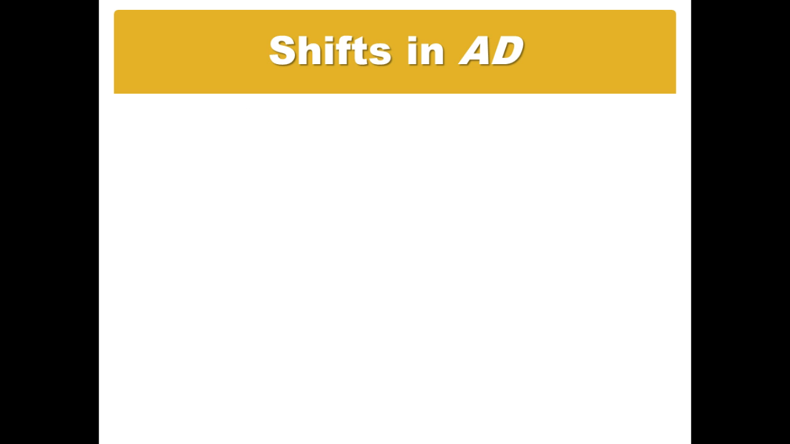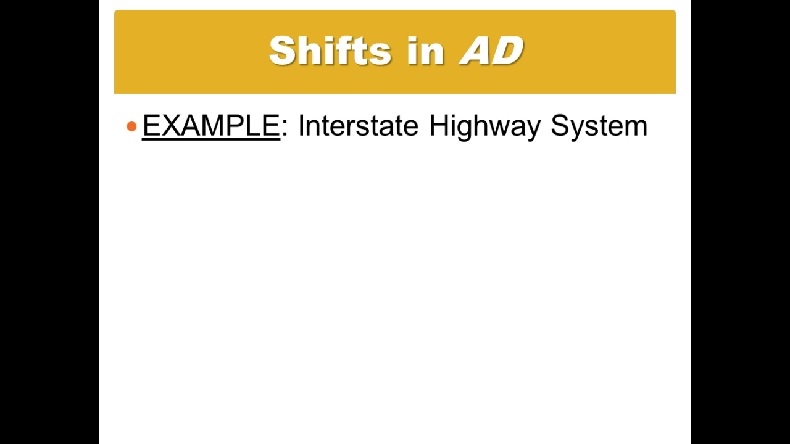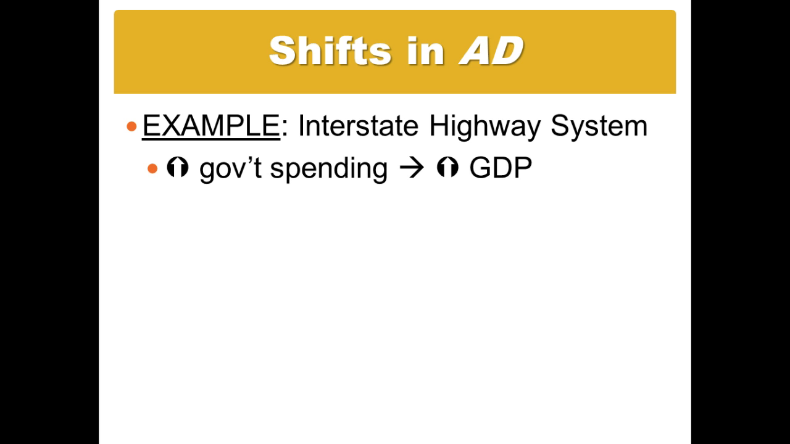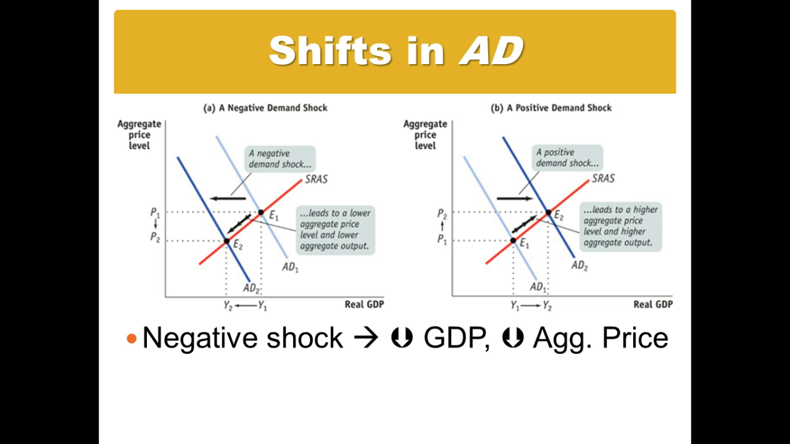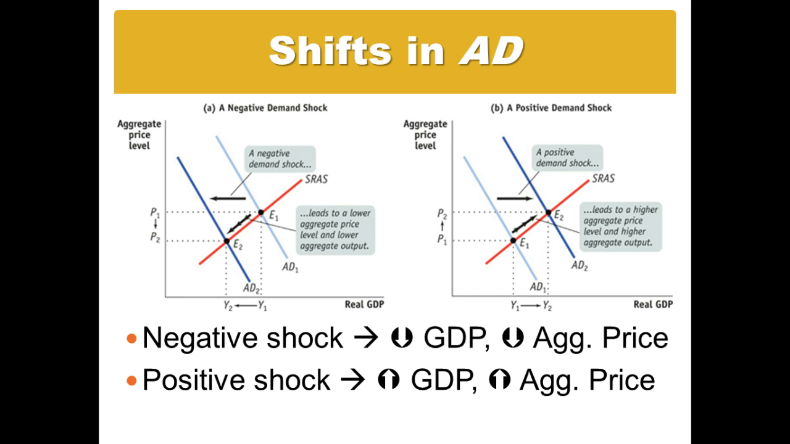The opposite would be true if there were a positive demand shock. For example, if the government decided to build new roads, like the interstate highway system, then we'd see an increase in government spending, which is G. An increase in G, which is part of GDP, leads to an increase in aggregate demand or a shift to the right. So if we wanted to summarize, if aggregate demand shifts to the left as a result of a negative shock, we see a fall in GDP and a fall in aggregate price level. If it increases as a result of a positive shock, we see an increase in both GDP and aggregate price.